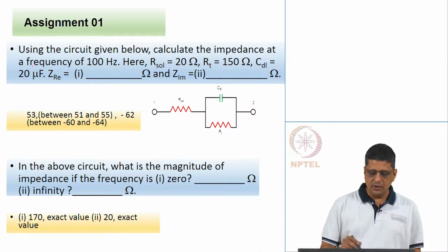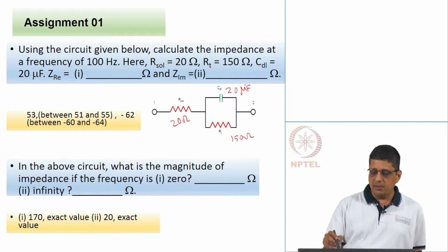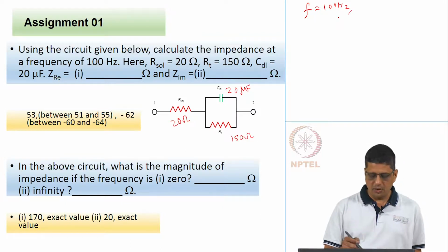So, in the next question, you are given a circuit, you are given values. Our solution resistance is given as 20 ohms, charge transfer resistance is given as 150 ohms, and double layer capacitance is given as 20 microfarads, and at a particular frequency of 100 hertz, we want to find the impedance and write the real part and the imaginary part.